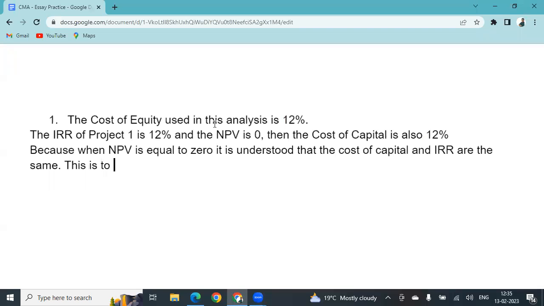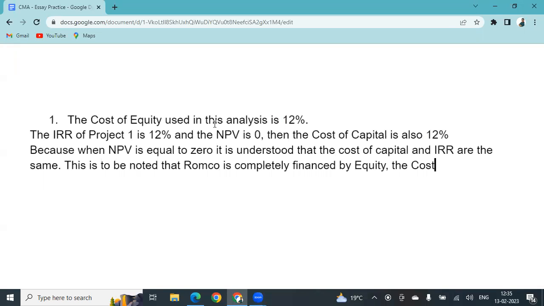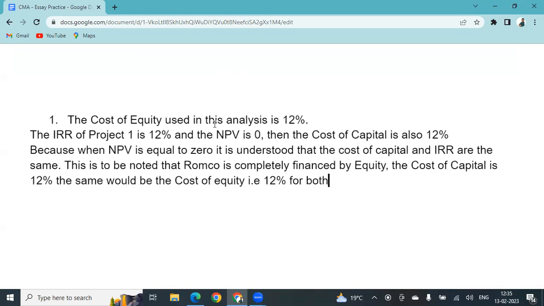This is to be noted that Romco is completely financed by equity. The cost of capital is 12%. The same would be the cost of equity. That is 12% for both the projects.